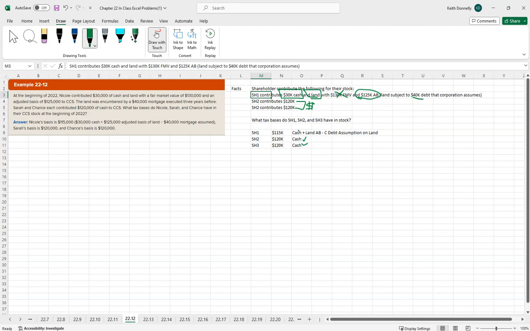So what you do here is the 30 cash plus the 125 adjusted basis for the land minus the 40. The initial basis for shareholders one, two and three is 115, 120, 120. That's our initial basis.